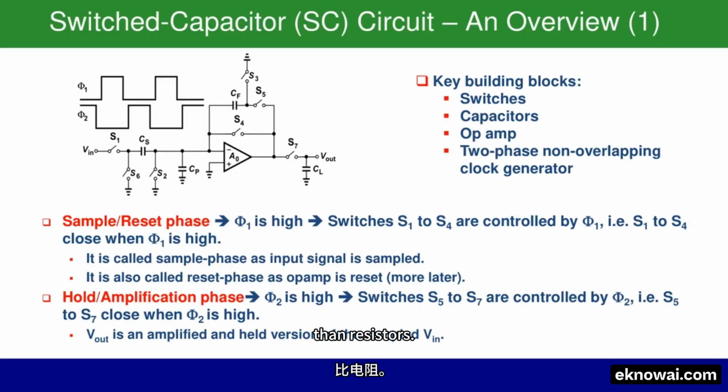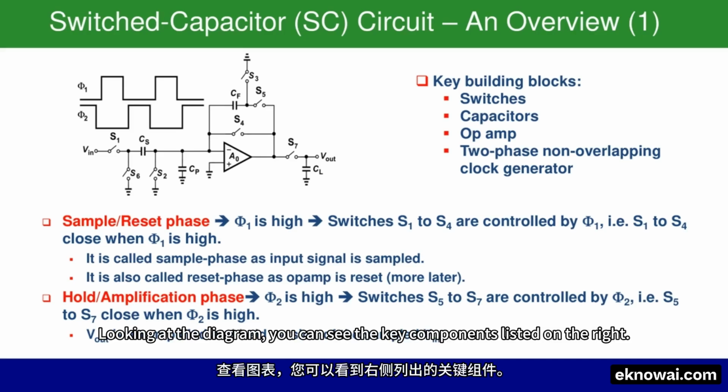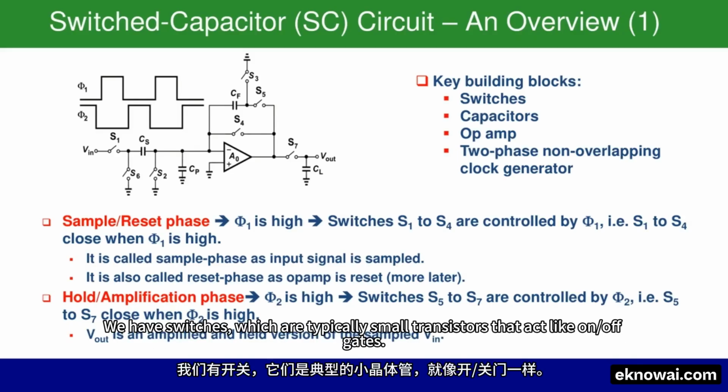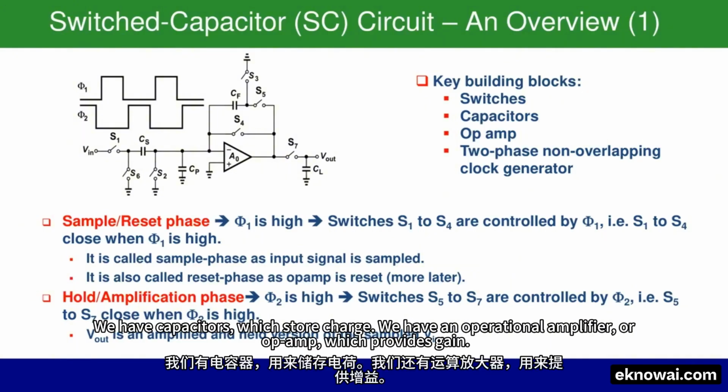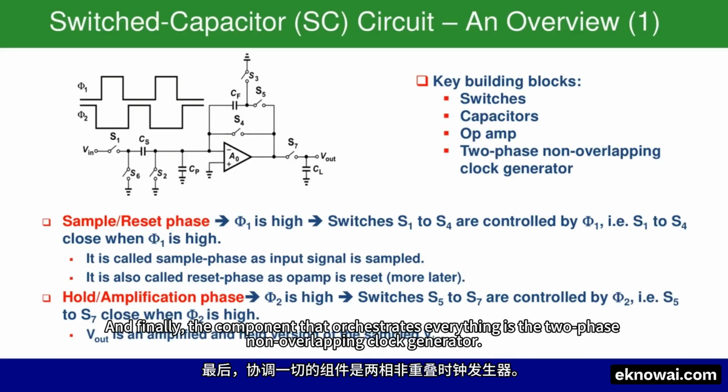Looking at the diagram, you can see the key components listed on the right. We have switches, which are typically small transistors that act like on-off gates. We have capacitors, which store charge. We have an operational amplifier, or op-amp, which provides gain. And finally, the component that orchestrates everything is the two-phase non-overlapping clock generator.